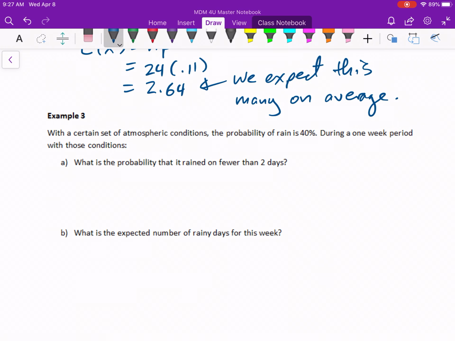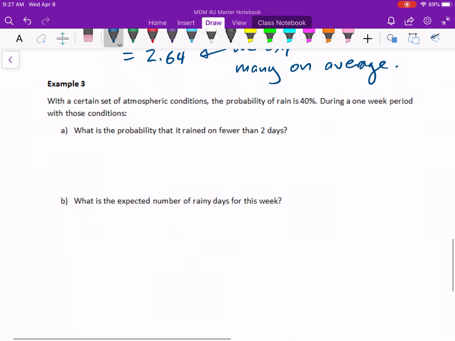Okay, last example for this lesson. I feel like it's been going for a while, so you'll be happy to know we're almost done. With a certain set of atmospheric conditions, the probability of rain is 40%. All right, so as soon as we see that, hopefully we already start thinking in terms of, well, what's that going to be? Well, if we're measuring probability of rain, and that's what we're going to define as success, right? So that's going to be our p-value.